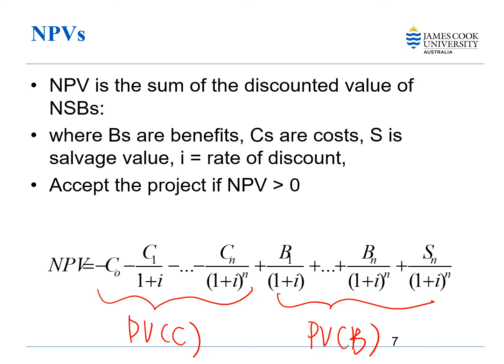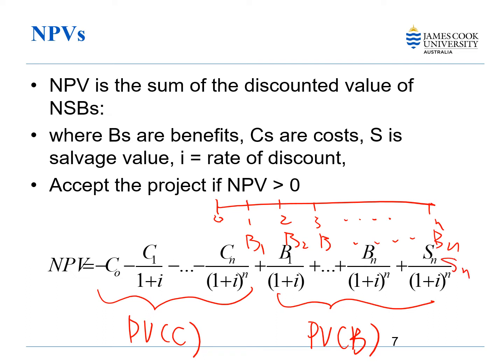And the cash flow looks like this. There's benefit 1 in year 1, benefit 2, benefit 3, and so on and so forth, and benefit N. And there's also scrap value in year N.